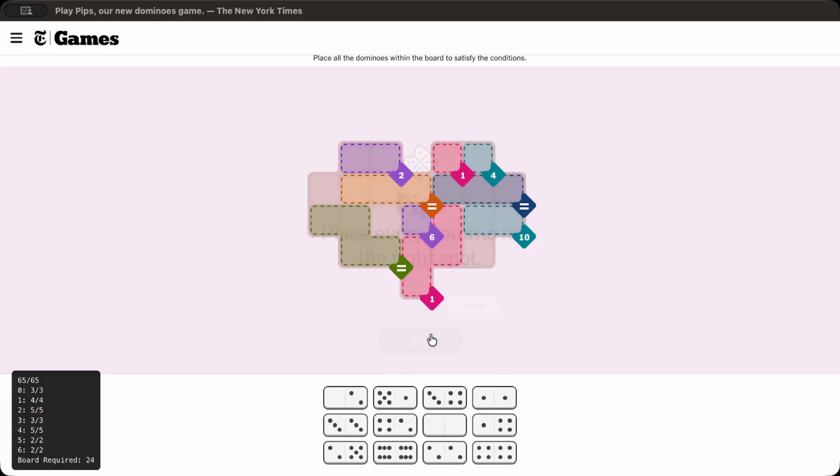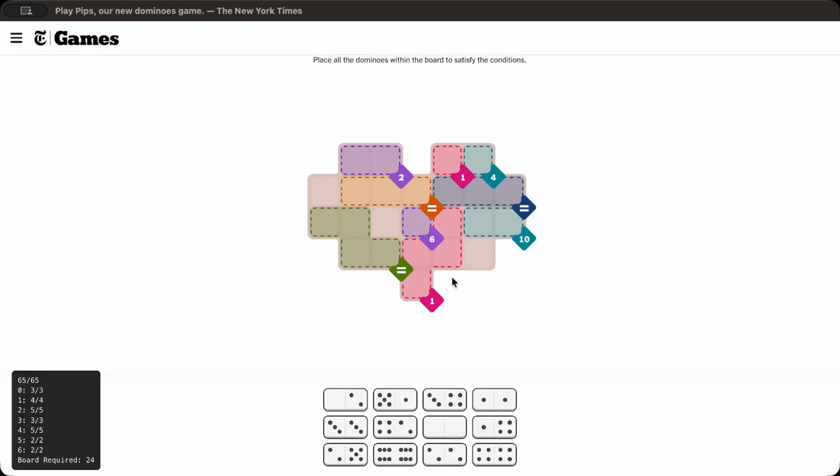Let's try the hard. Oh, it's a little heart for Valentine's Day. Happy Valentine's Day to all of you out there. I wonder if the last one also was shaped in such a way. I did not notice. Maybe it'll be an easier puzzle out of kindness.